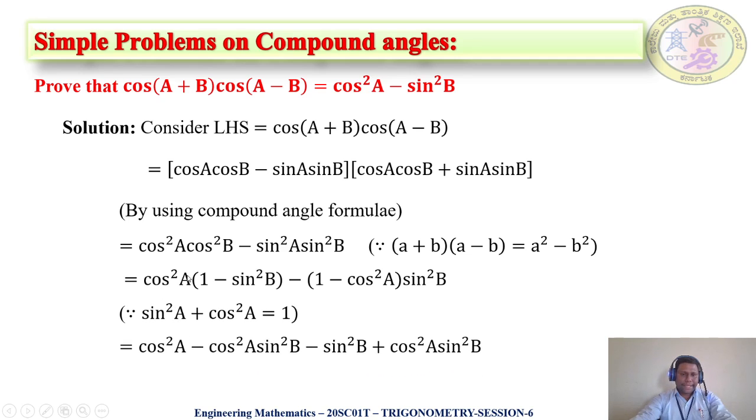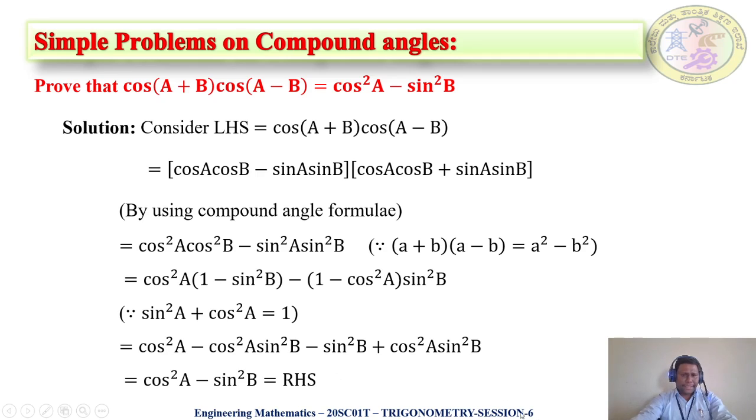That is cos square A into 1 is cos square A, minus cos square A into sin square B. Then minus 1 into sin square B is minus sin square B. Minus into minus gives plus cos square A into sin square B. Now we observe that cos square A sin square B minus cos square A sin square B is present, so these two terms get cancelled. It remains with cos square A minus sin square B. So that is the required RHS.